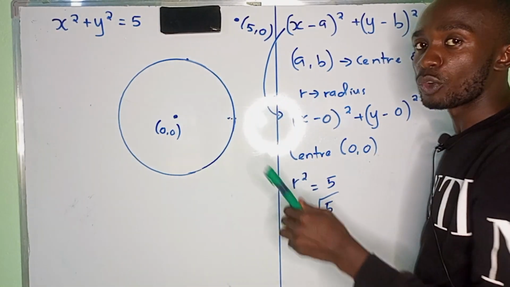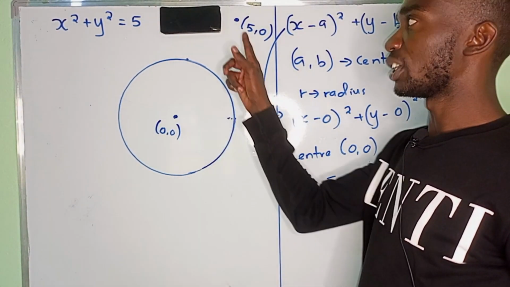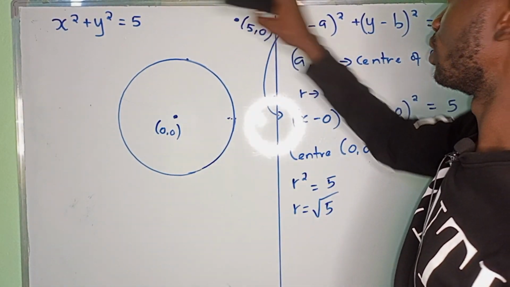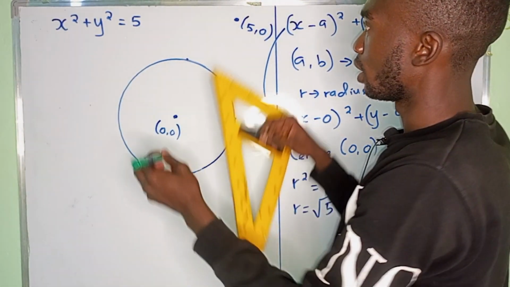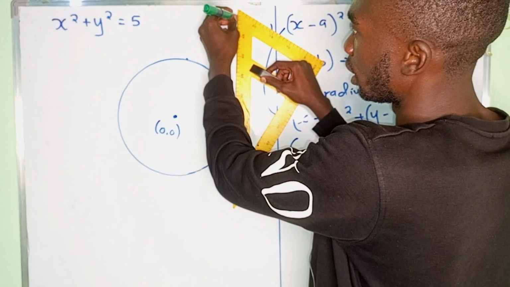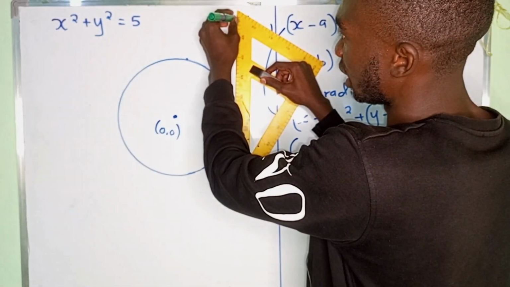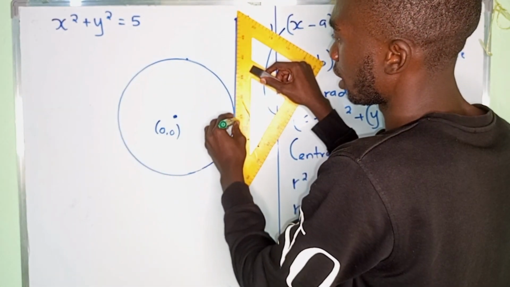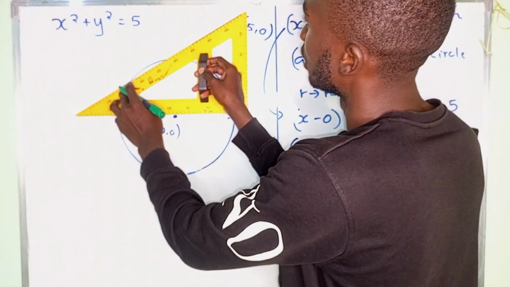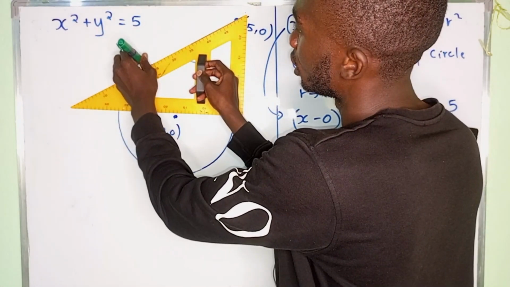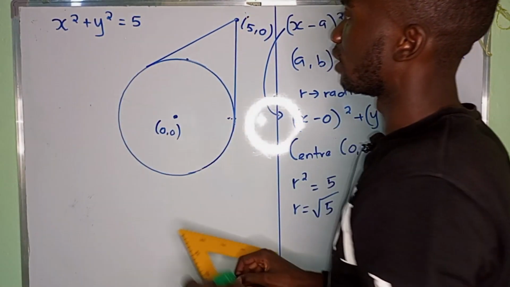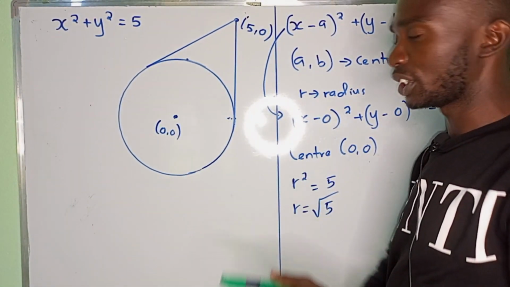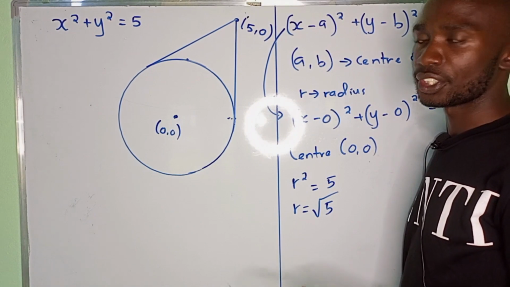And now we want to find the equation of the tangent from the external point, that is (5, 0). If this is the external point of the circle, we connect the external point to a point on the circumference. That one is the tangent. So this is the external tangent from a point.